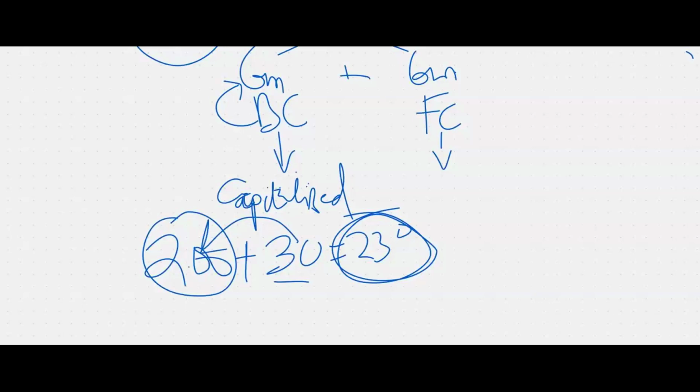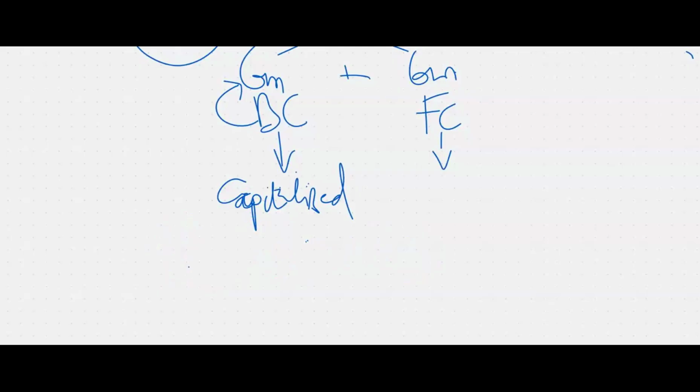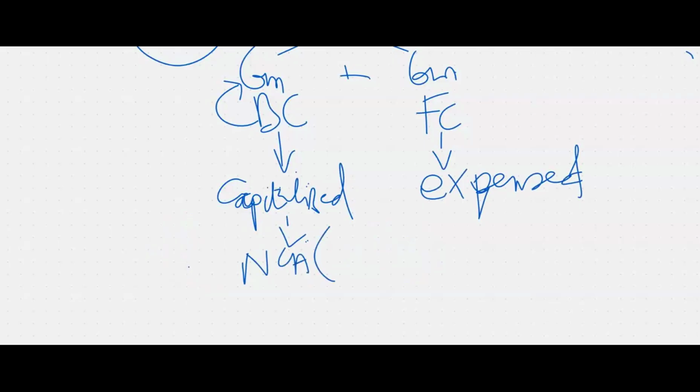Now, when borrowing cost is capitalized, what will happen to finance cost? It is expensed. So in the financial statement, where do we record capitalized borrowing costs? We don't treat the borrowing cost separately, but it's added to the cost of the asset, and they all go to the non-current assets. Where do we find non-current assets? In the statement of financial position, which was called the balance sheet.